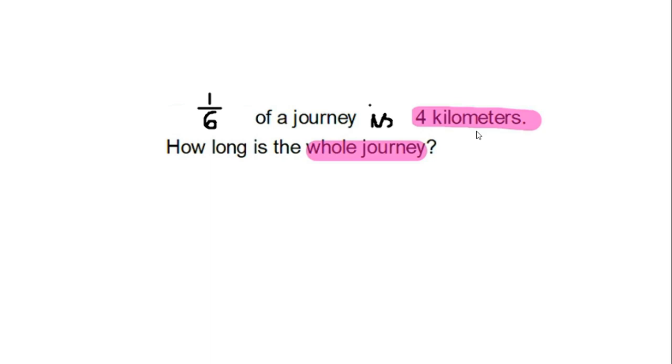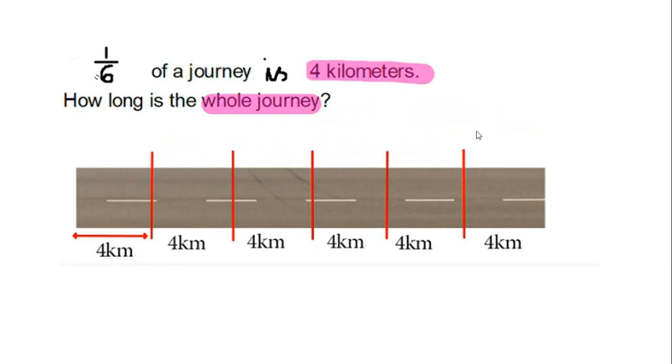I'm going to reveal a diagram that might help you. Here's a diagram. You've been told that 1/6 is worth 4 kilometres. Each part of the journey will be worth the same amount because with fractions, the parts are equal. So put all these together. What's the answer? 4, 8, 12, 16, 20, 24. You should have got 24 kilometres.